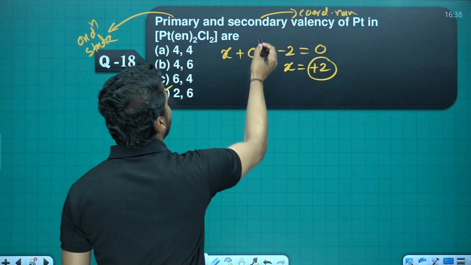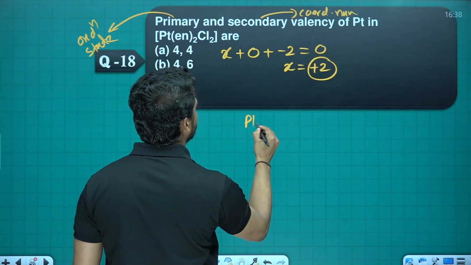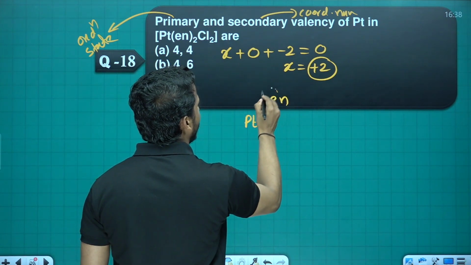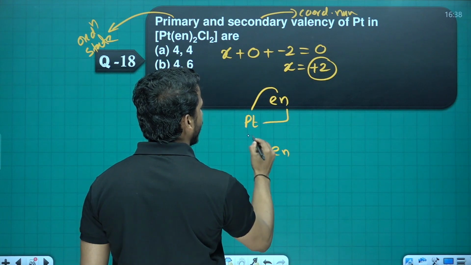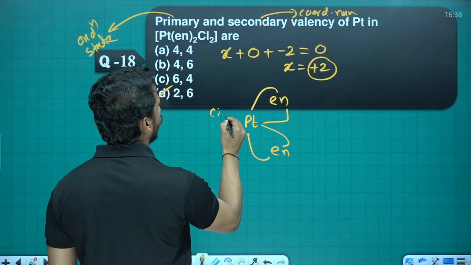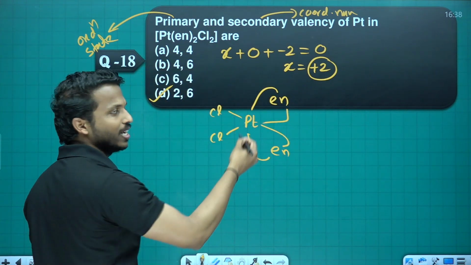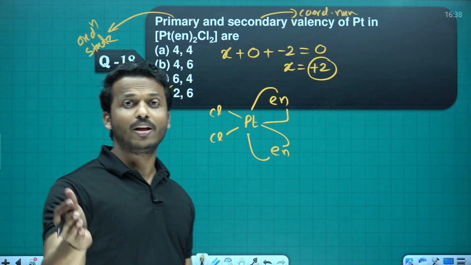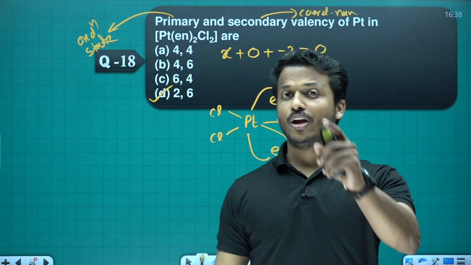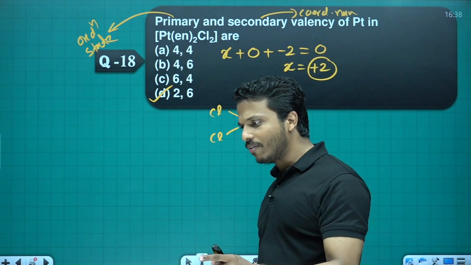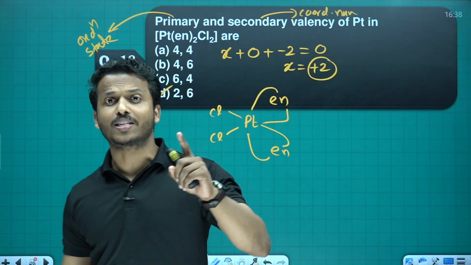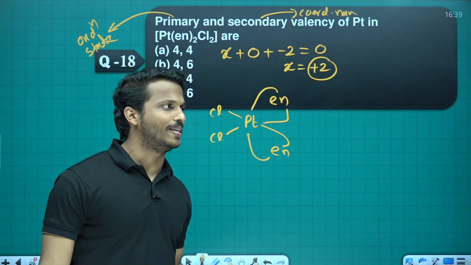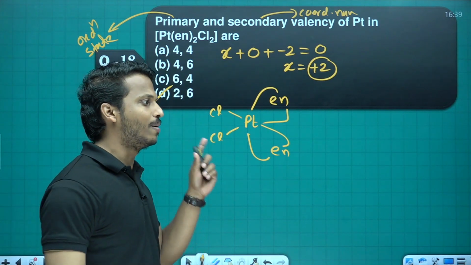Correct. And what is the secondary valency? Here platinum is the metal, en is a bidentate ligand. So 2 en give you 4 bonds and 2 chlorines are there. Total how many sigma bonds? 6 sigma bonds. So 2 and 6 are the primary valency and secondary valency. You studied that primary valency is also called ionizable valency. Secondary valency is also called non-ionizable valency.